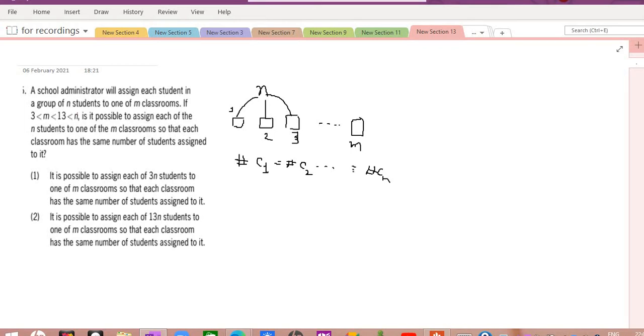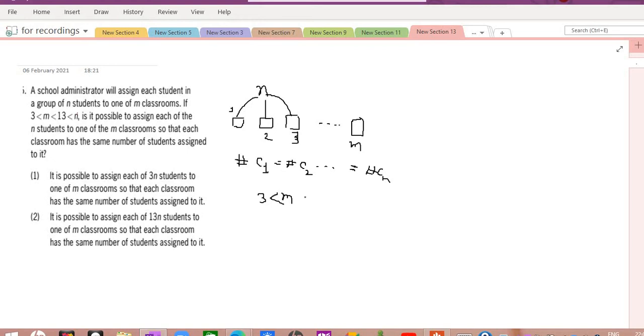Yeah, in a way it's like a divisibility, multiple kind of question. Exactly. So there are a total of n students, each assigned one classroom in such a way that each of the m classrooms has an equal number of students, right? Now you're also given that this number m is greater than 3. Definitely m and n are going to be integers, because they are the number of students and number of classrooms, so they are going to be positive integers.